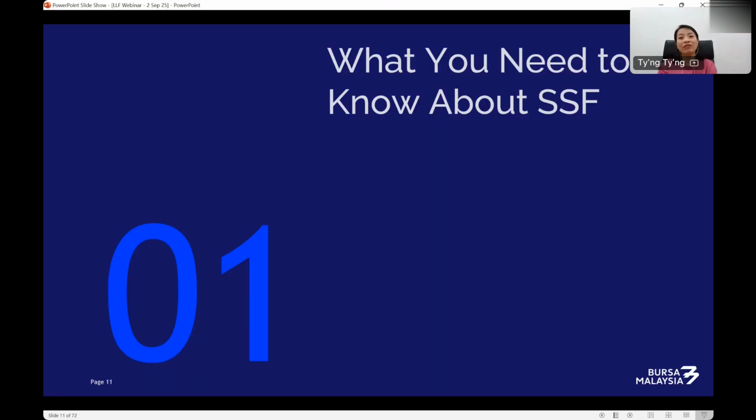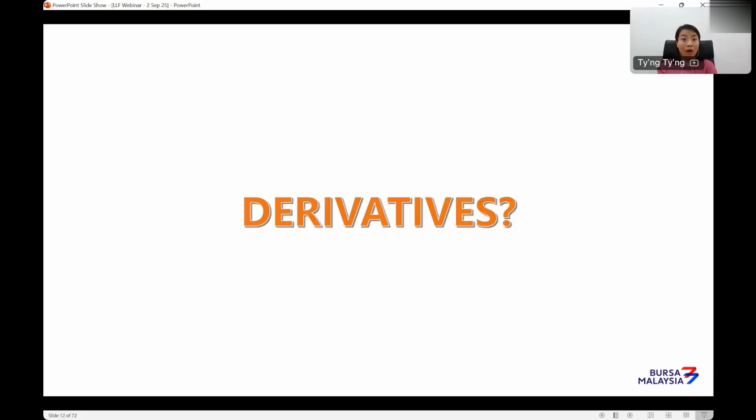Now, let me start with the first topic about what you need to know about SSF. Before you understand what SSF is, let us take 2 steps backwards. One step is towards futures, another step backwards is towards derivatives. Because before we understand what single stock futures is, we need to understand what futures is. And before we understand futures, we need to understand what a derivative is.